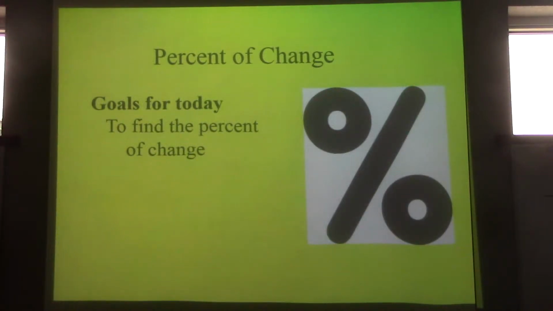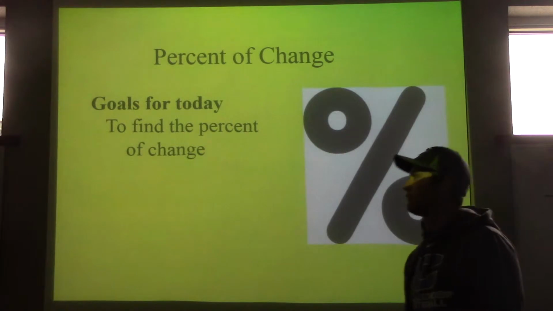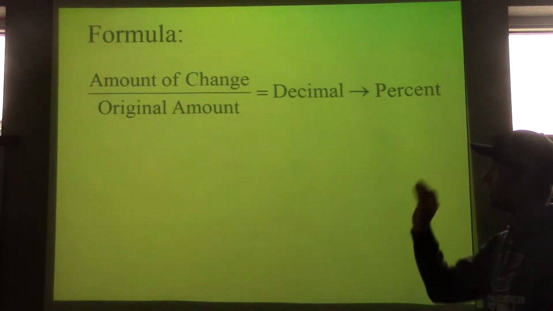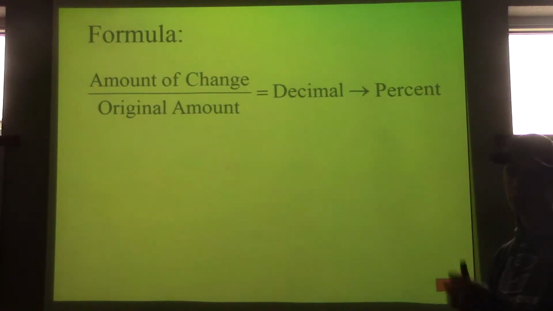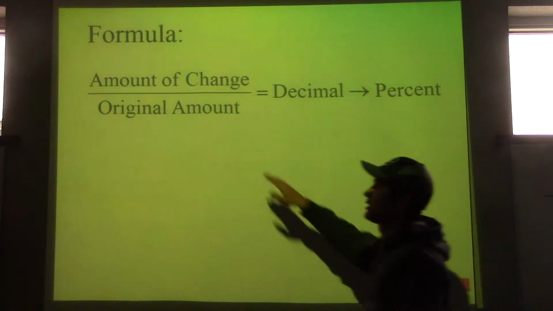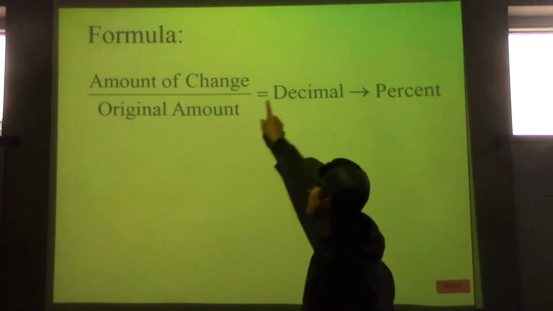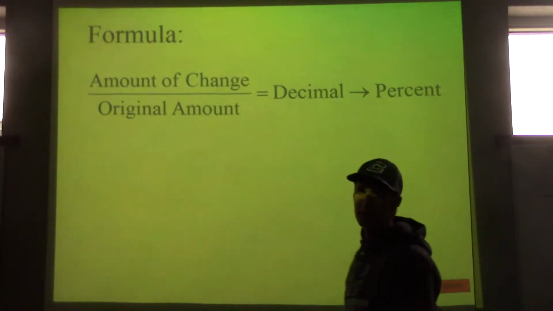Okay, now we're going over percent of change. So we're looking at the difference. Today, that's our goal, find the percent of change. So when we look at the percent of change, we subtract. We find the difference between what the original amount was and what it changed to, and then we put it over the original amount. This difference will always be positive.